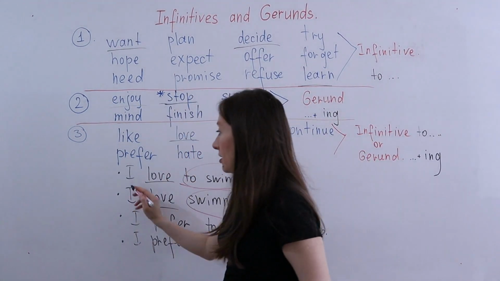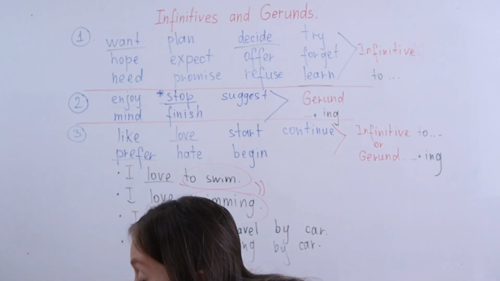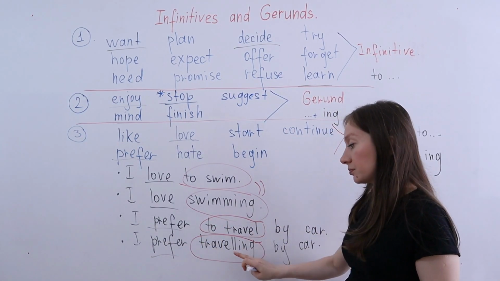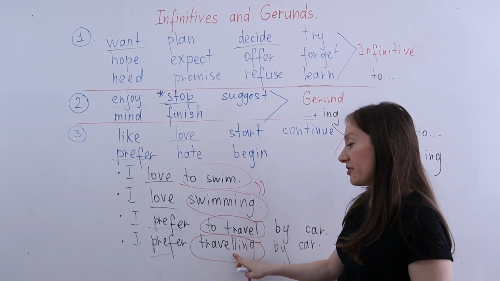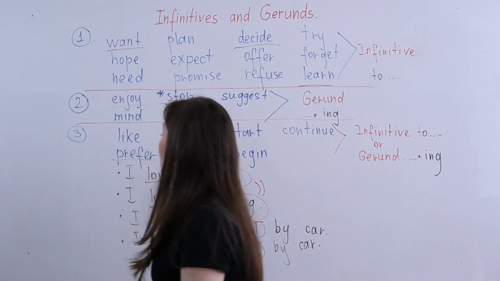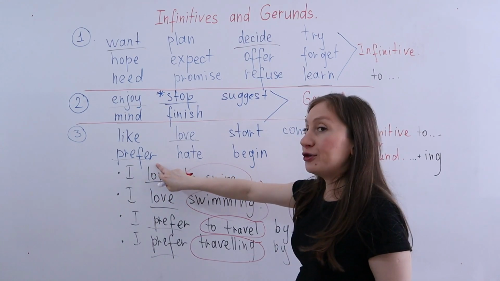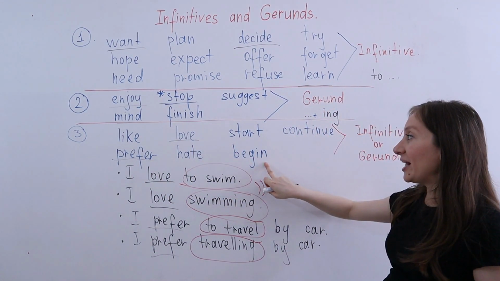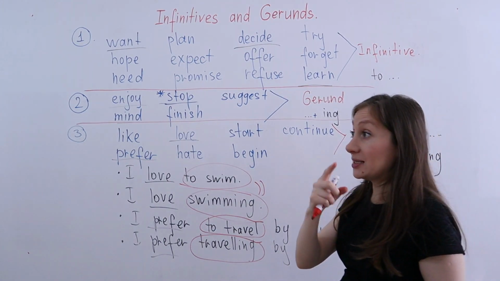So, you see, the same verb prefer we use with infinitive or gerund. Sometimes you can write traveling with one L, and in the British variant with double L. All right? So one more time. The verbs are like, prefer, love, hate, start, begin, continue. The same, do you remember the sentence?